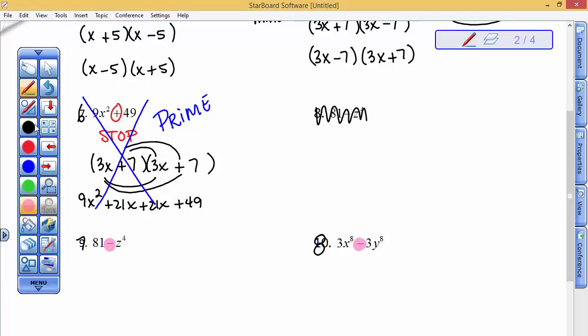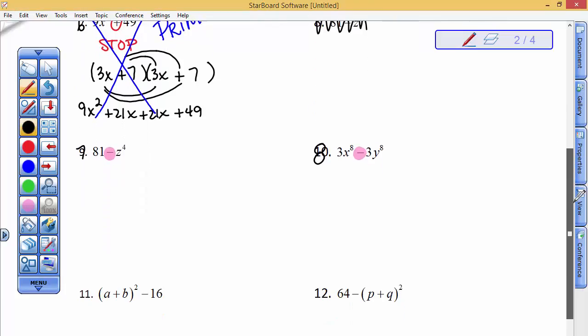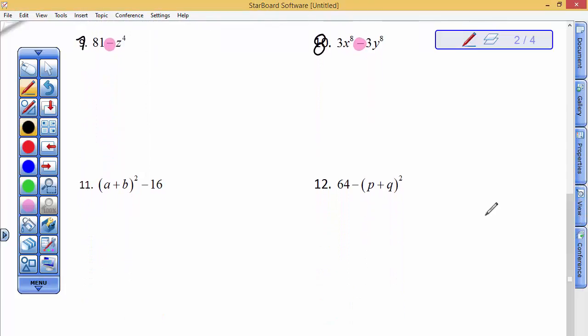The next problem. 81 minus z to the fourth. It doesn't matter what order. This has got a minus sign. The square root of 81 is, please put that first. Don't try to rearrange this problem. It's too challenging. The square root of z to the fourth is z to the second, because z to the second times z to the second gives you z to the fourth. So what I would have here, a plus z squared in one of these and a minus z squared in the other.